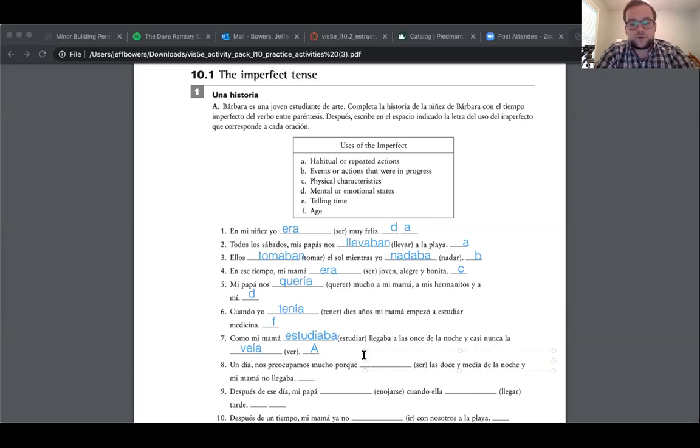Okay, número 8. Un día nos preocupamos mucho porque eran las 2:30 de la noche y mi mamá no llegaba. So that one's going to be telling time. Eran las 12, right? Because if it's plural, if it's more than one, like 1 o'clock, you'd say era la una, eran all the other hours. So that would be telling time. Bien.